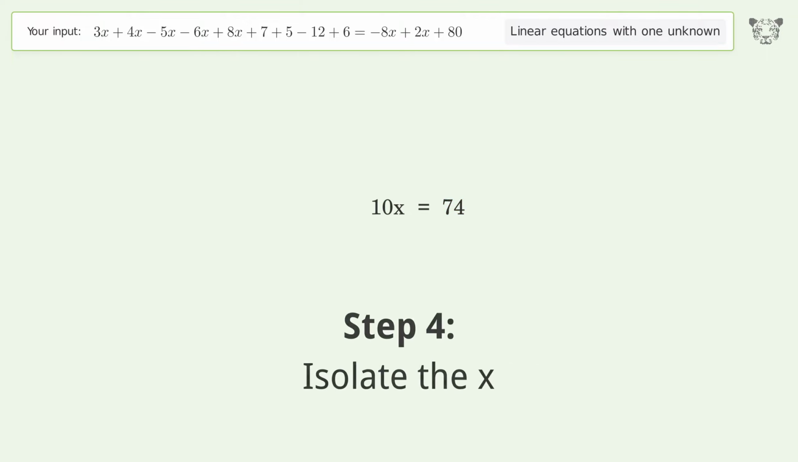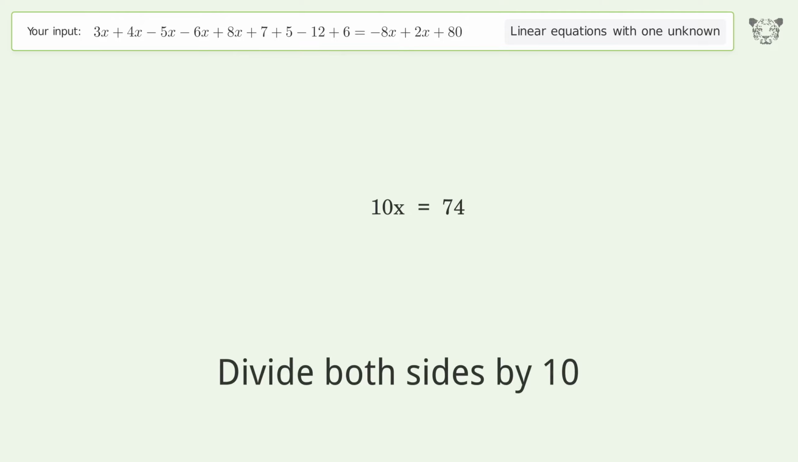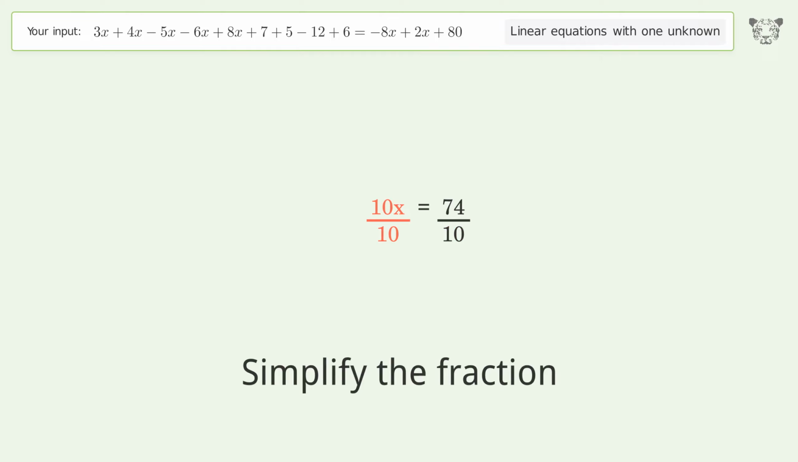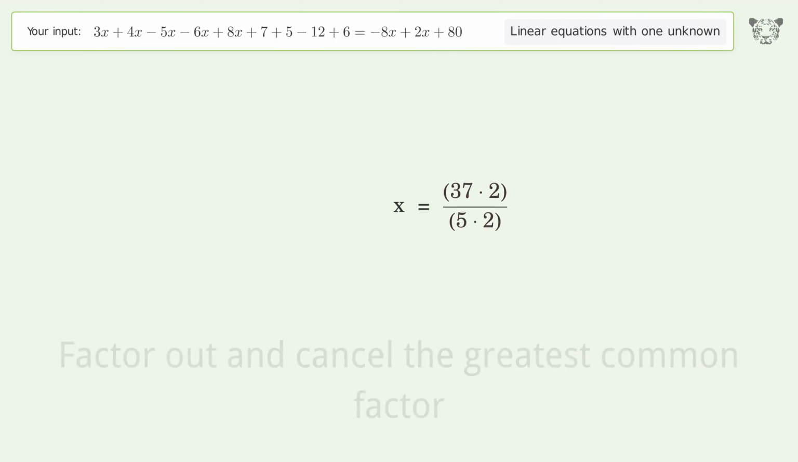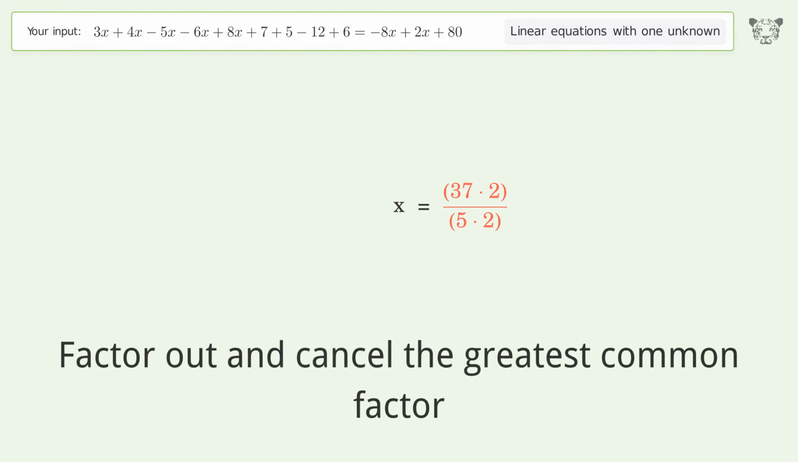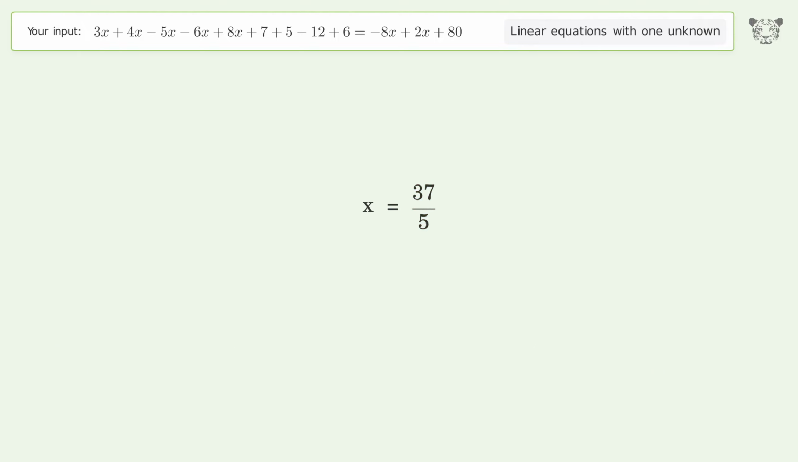Isolate the x. Divide both sides by 10. Simplify the fraction. Find the greatest common factor of the numerator and denominator. Factor out and cancel the greatest common factor. And so the final result is x equals 37/5.